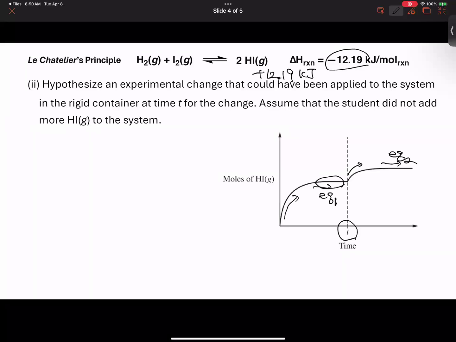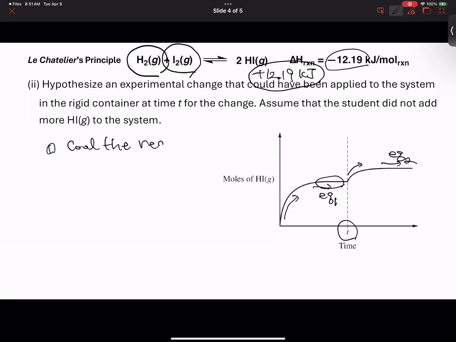Okay, so in order to make the reaction go to the product side, we need to get rid of the heat. Heat is generated, so we need to get rid of the products, and then the equilibrium will move toward the product side. Or we add more of either of these reactants. Then the reaction will move toward the product side and make more moles of the product, hydrogen iodide.